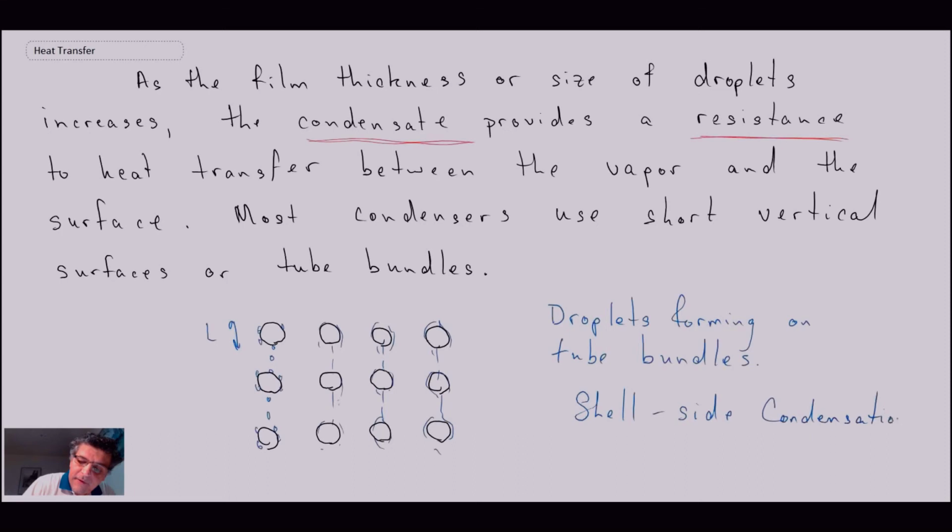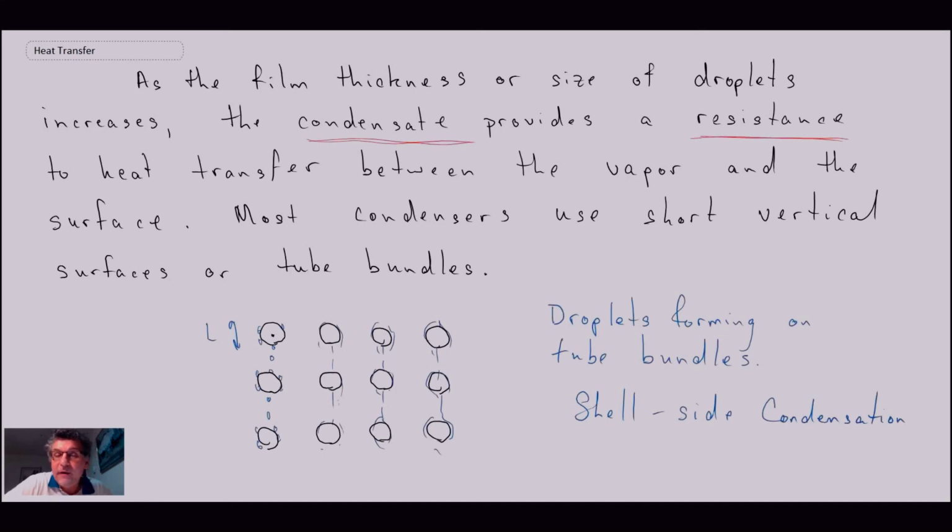And the opposite of that would be tube side condensation, where the vapor is flowing through the tubes and you have condensation occurring on the inside. But that would be a different type of application. We probably will talk about that a little bit more in a later lecture. But anyways, that is a bit of a review of the physical processes that are occurring.